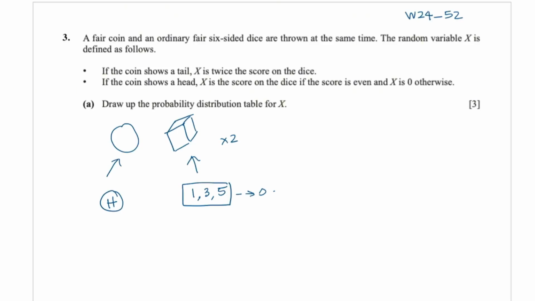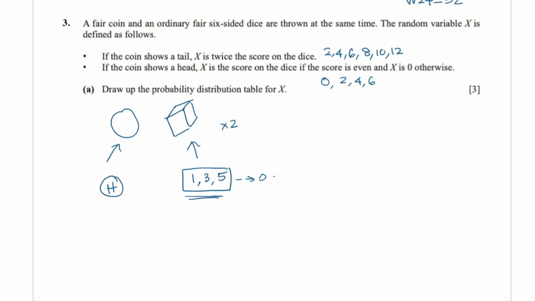Our first situation, obviously you can have twice of the score on the dice, right? Which is 2, 4, 6, 8, 10, and 12. Maximum would be 12 because the maximum number you can have on the dice is 6. 6 times 2 is 12. Our second situation, which is when the coin shows a head, you are only able to get 0, 2, 4, or 6. Remember, it is not possible for you to get 1, 3, or 5 because your score would just turn into 0. So let's work out with all these outcomes.